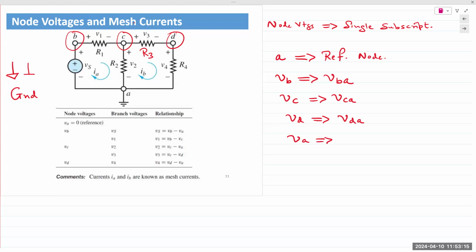VB is VBA. VC is VCA. VD is VDA. So what is VA? Because it's the voltage at A measured with reference to A. So it's VAA, which is kind of redundant. But the important point is that it has a value of 0 volts.